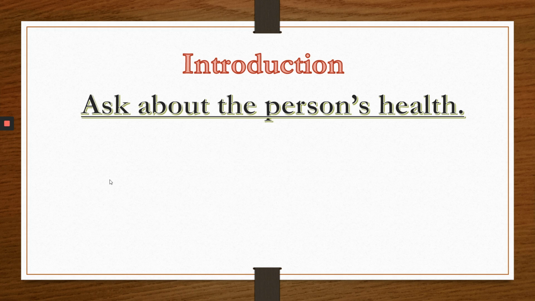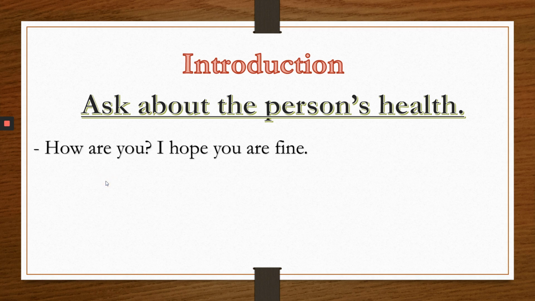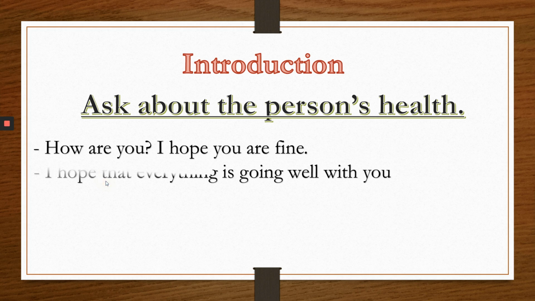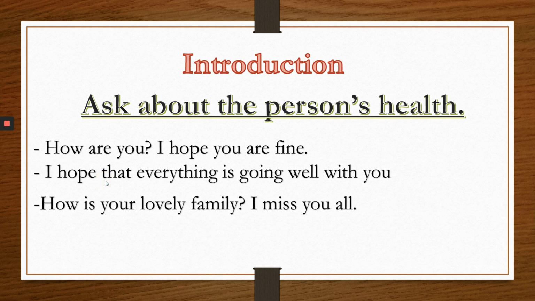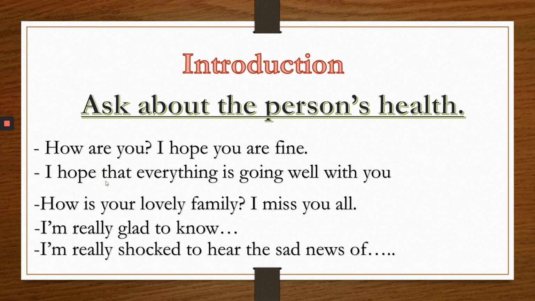How can I start my letter? You should ask about the person's health. You can say, how are you? I hope you're fine. I hope that everything is going well with you. How is your lovely family? I miss you all. I'm really glad to know, and you say the things that you know, or I'm really shocked to hear the sad news of, and say the news. You can start with some of them or any other things you want.